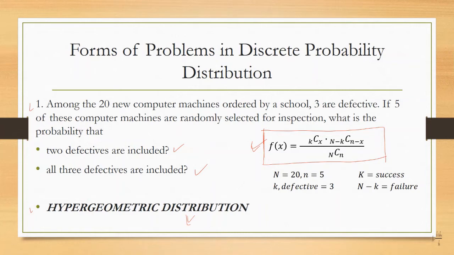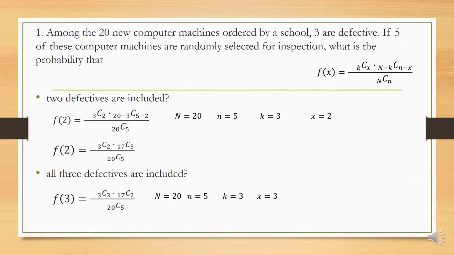But this one, you do not really need to write down ano yung n na malaki. Yung n na malaki is the total. N na maliit, yung 5 na kinukuha doon sa karton. Ang k natin na maliit, yung defective items natin na 3. Yung k na malaki is the success. Ang n na malaki minus k na maliit is actually the failure. So, how do we solve that?